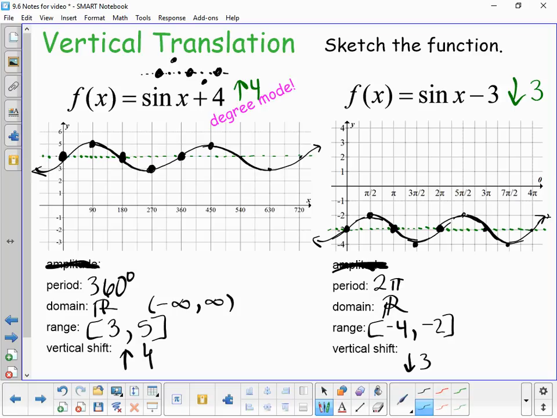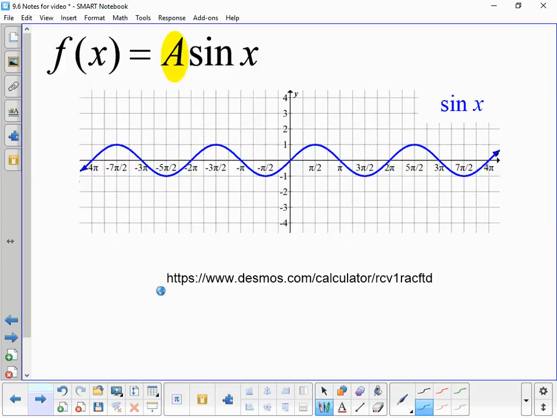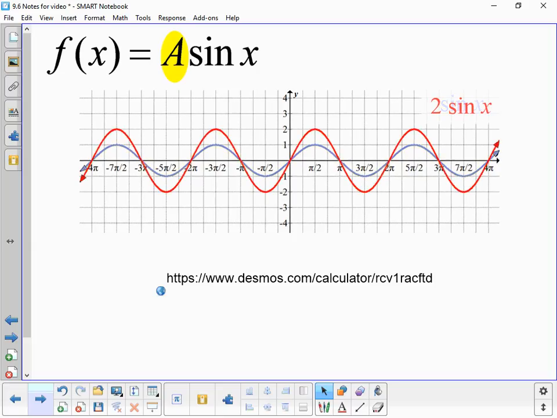Okay, so if you have a constant added to the function, it's going to shift it up and down. What if there is a number, a coefficient, that's being multiplied by that sine function? Well, in this case, the blue graph here shows the sine of x. If I multiplied that by 2, we are talking about a stretch here. It stretches it. It makes each peak twice as high and each valley twice as low. So we're stretching it by a factor of 2.